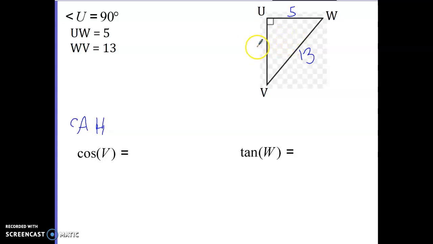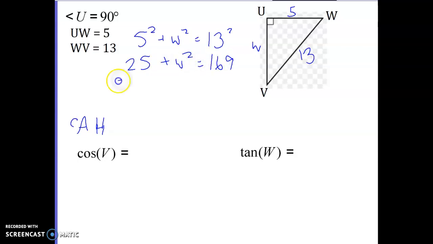We don't know what this one is. Let's call it W, because it's across from angle W. So a good choice for that would be lowercase w. Leg squared plus leg squared equals hypotenuse squared. Let's work that out. 5 squared is 25, 5 times 5. 13 squared, 13 times 13, is 169.